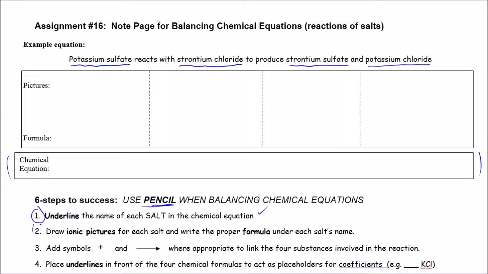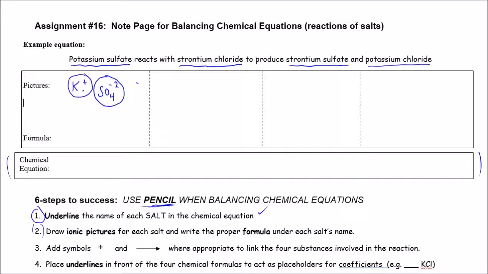Number 2, draw ionic pictures for each salt and write the proper formula under its name. So you see there's a space here. Under potassium sulfate, I can have a space for the picture and a space for the formula. Here's my picture. Potassium is a K with a plus. I get this from the periodic table. Sulfate is a more complicated ion. It's SO4 polyatomic with a -2 charge.